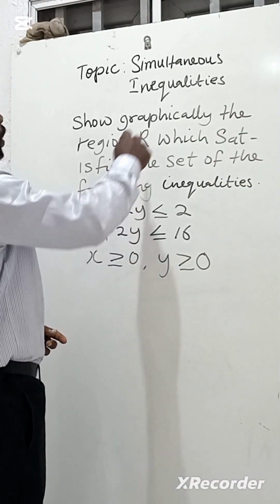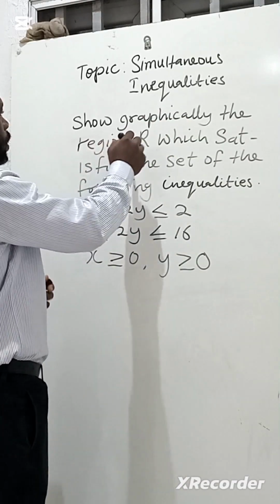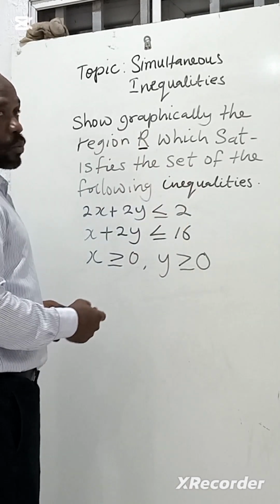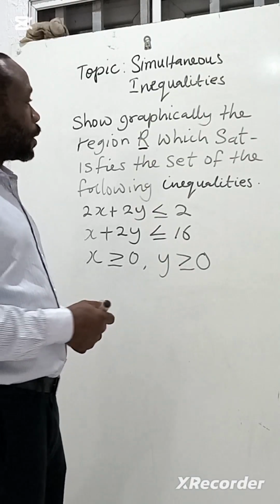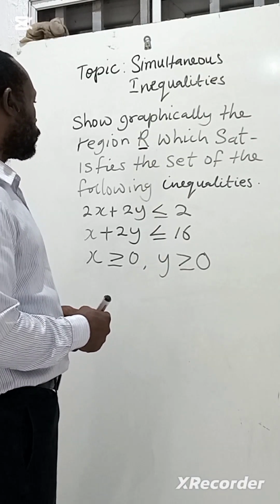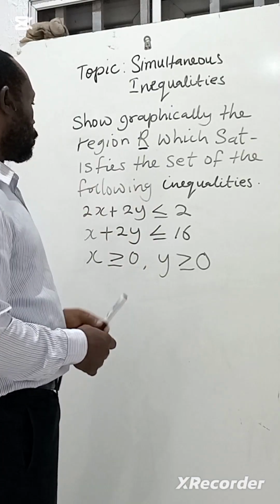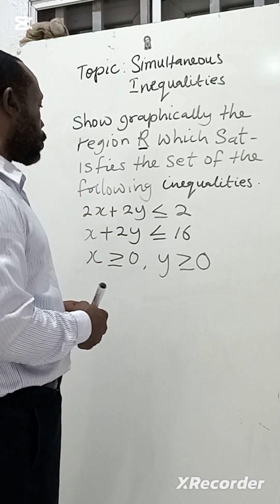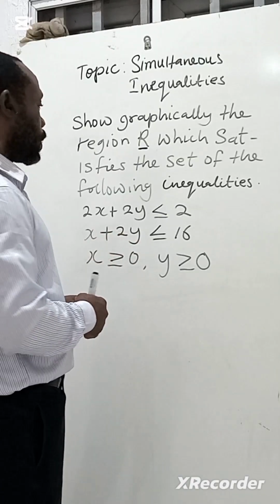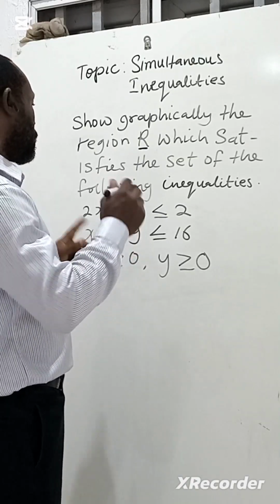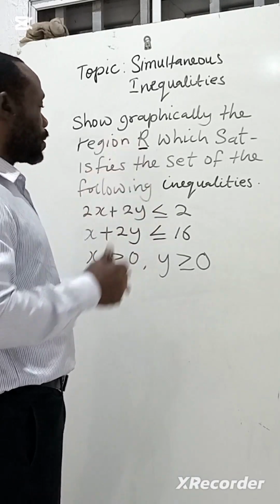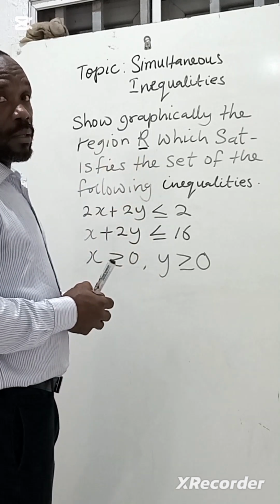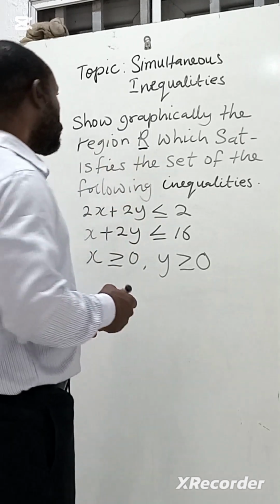The question says we should show graphically the region which is represented by this letter R, which satisfies the set of the following inequalities. So what we are going to do here, we are going to first of all create a table of values for these linear equations. Then after creating the table of values, we will plot the graph. Then after plotting the graph, we will shade each of the graphs and then locate the feasible region in the graph, which is represented by this letter R. So let's proceed.